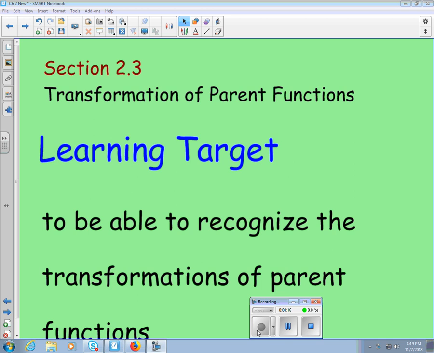It's basically the same thing as the parent function, except they've been moved some way, transformed some way, flipped some way. So now we get to use some of those fun geometry words that we talked about in the past. Our learning target for the next few days will be to be able to recognize the transformations of parent functions. Again, being able to recognize which of the 8 families it's going to be a part of, and to see what different operations are going on.